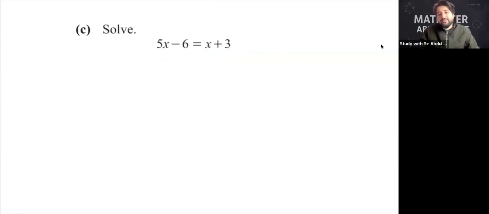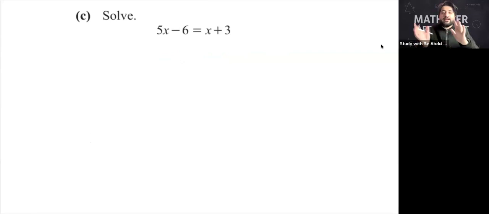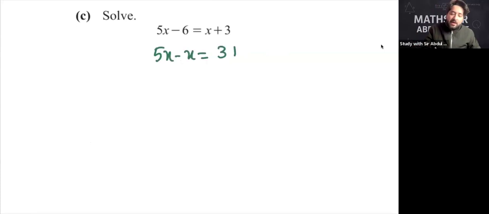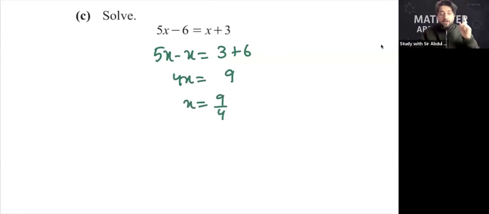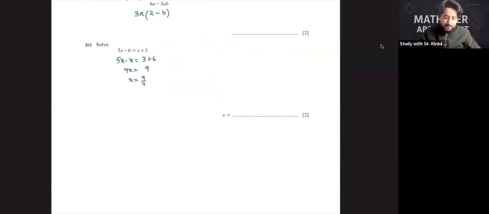Solve 5x minus 6 is equal to x plus 3. So make x the subject, isolate x. So it would be 5x minus x is equal to 3 plus 6. So that is 4x is equal to 9. x is equal to 9 over 4. Question completed. No problem. The question I have in mind is, sir, if we do not have the calculator, can we leave our answer as a fraction? So yes, the answer is yes. You can leave your answer as it is.